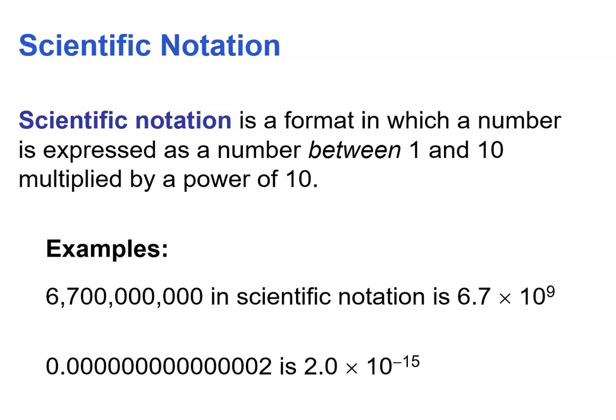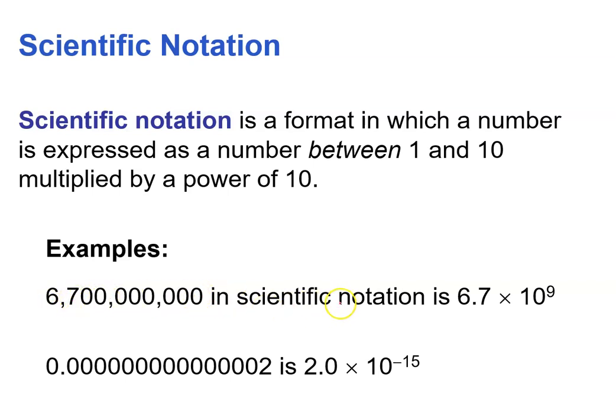Scientific notation is a format in which a number is expressed as a number between 1 and 10, and it's important that the number is between 1 and 10, and it's multiplied by a power of 10. So here's some examples.